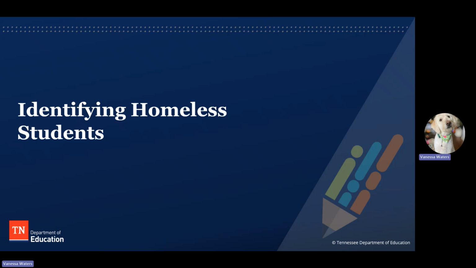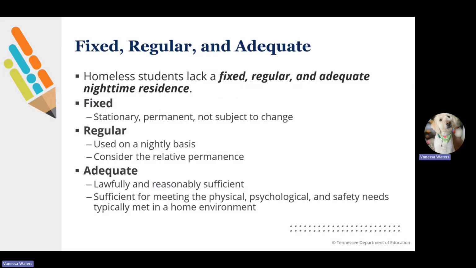So let's go ahead and look at identifying homeless students. When determining eligibility, you want to consider three things. A child or youth who lives in a situation that is not fixed, regular, or adequate is considered homeless. Fixed being stationary, permanent, not subject to change, not moving on wheels. Regular, use on a nightly basis, predictable, routine, consistent basis, and adequate, lawfully and reasonably sufficient for meeting the physical, psychological, and safety needs typically met in a home environment.